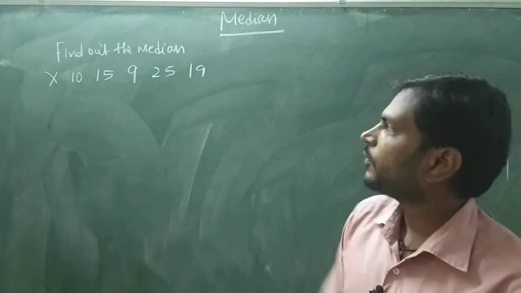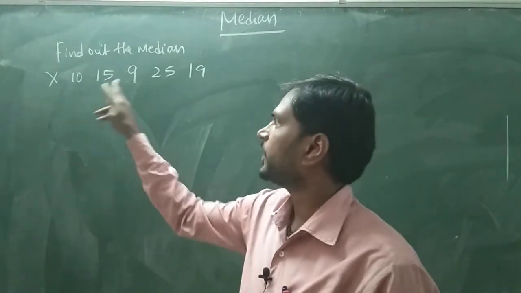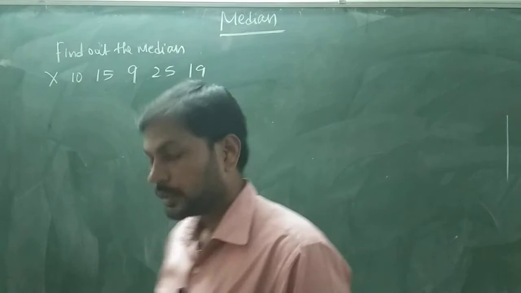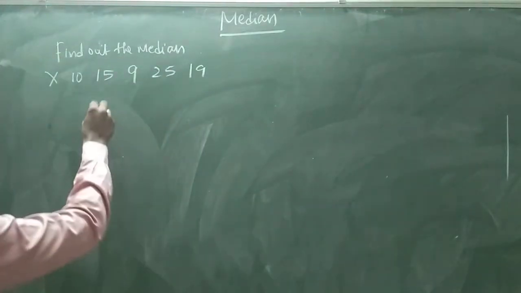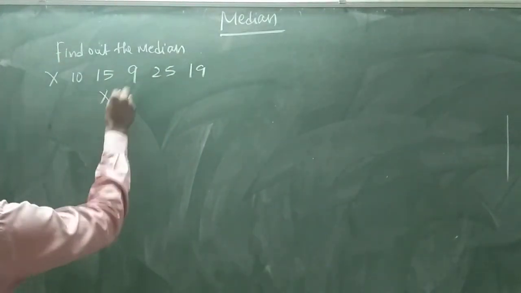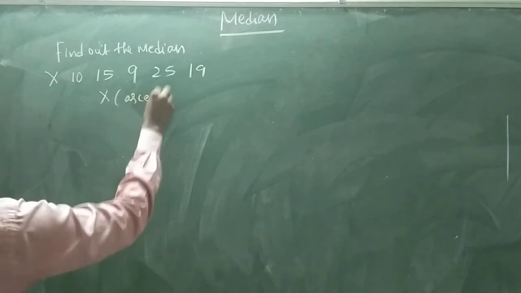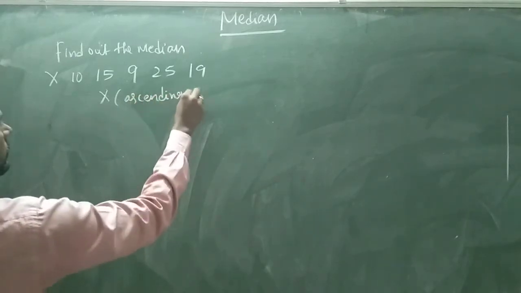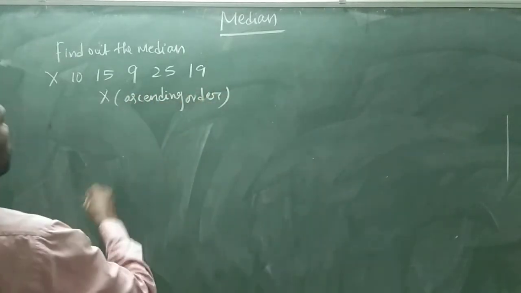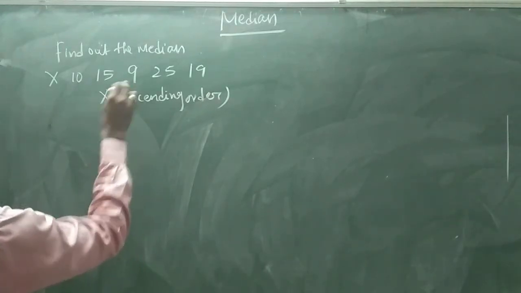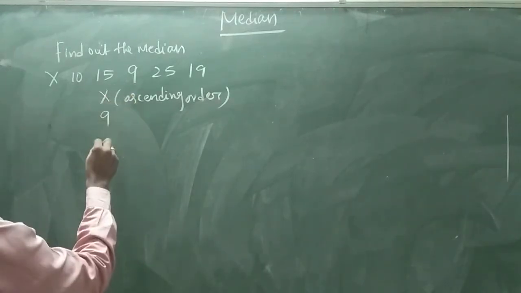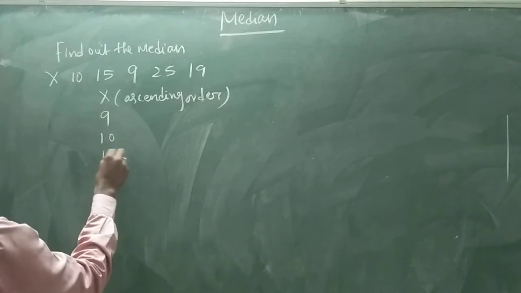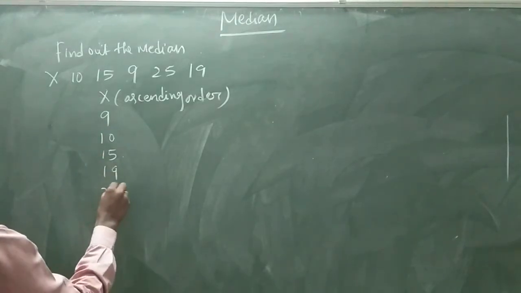So this is the data. Find out the median of x: 10, 15, 9, 25, 19. Write down the x in ascending order. Ascending order is small to big: 9, 10, 15, 19, 25.